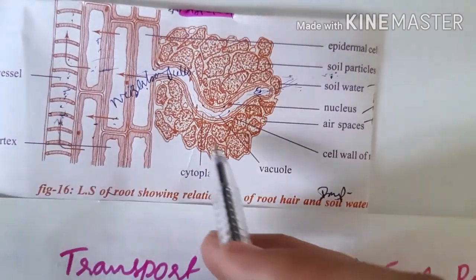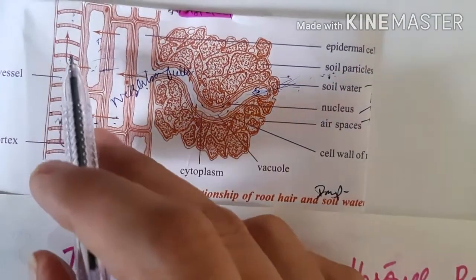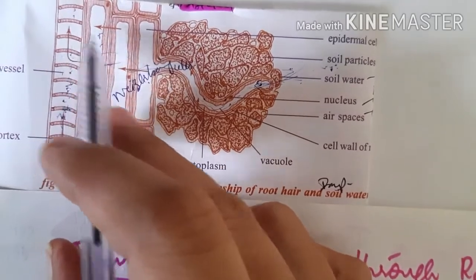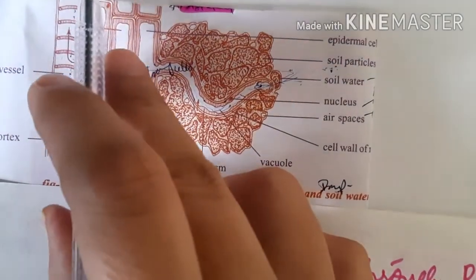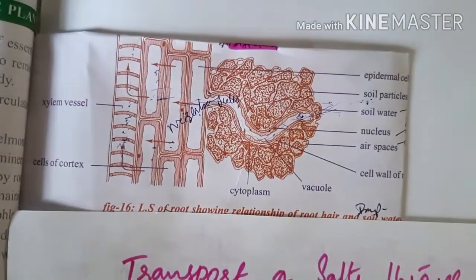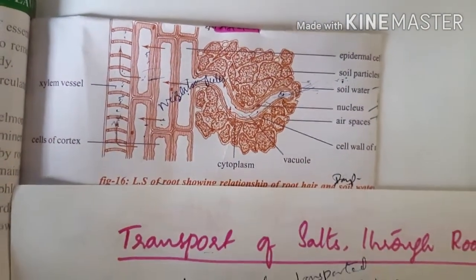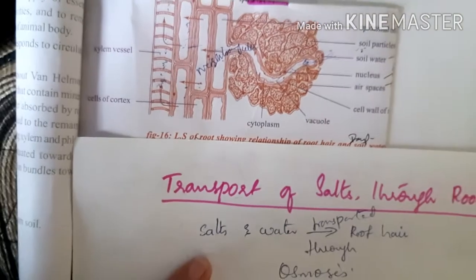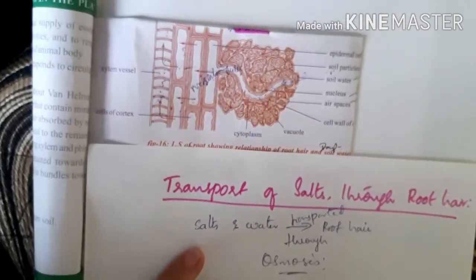This is how root pressure helps the water to move upwards and reach from the root hair to different parts of the plant body. Hope this video helps you understand how the transportation of salts and water takes place by the process of osmosis. Thank you.